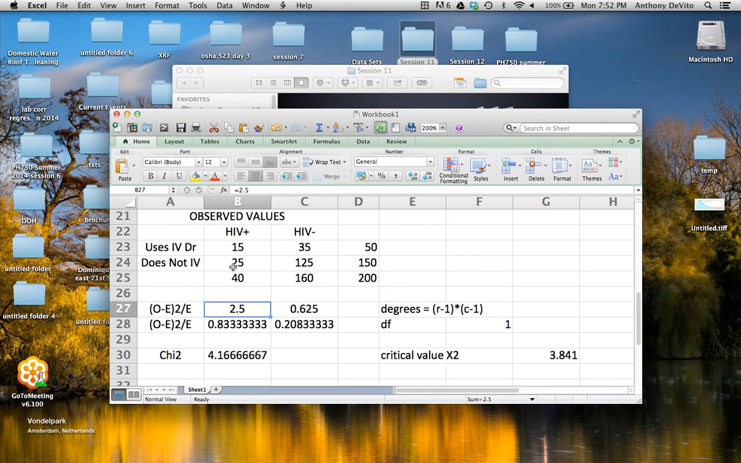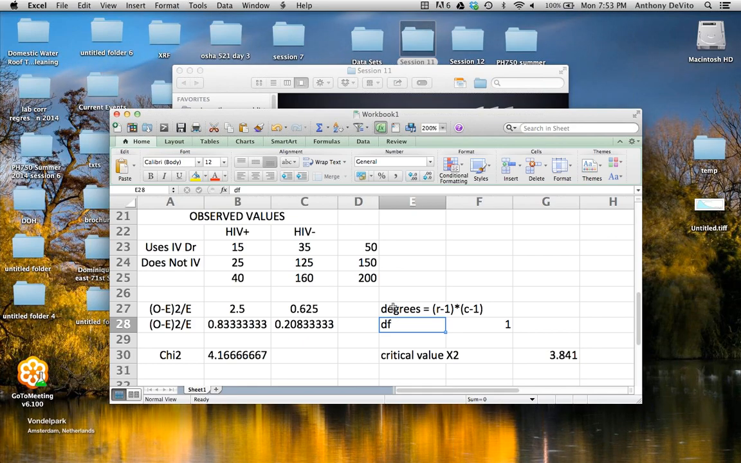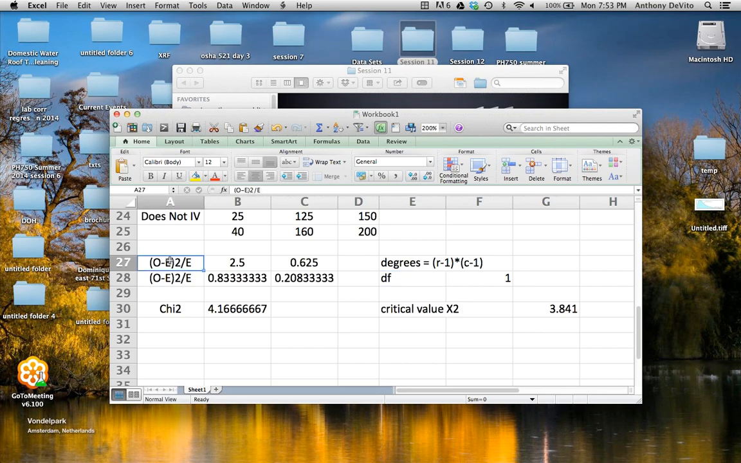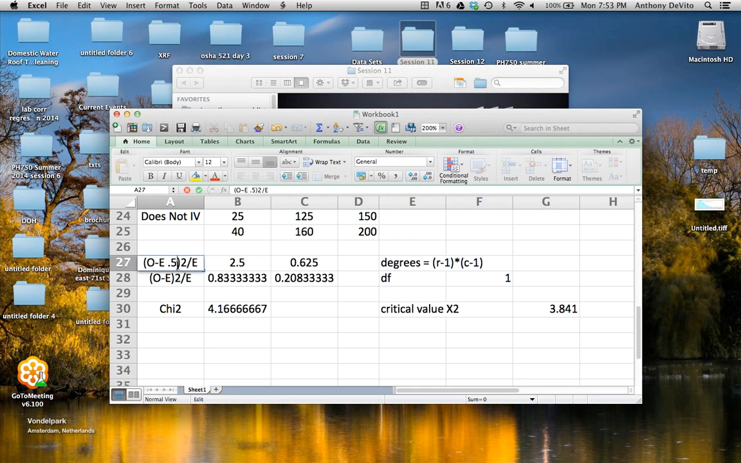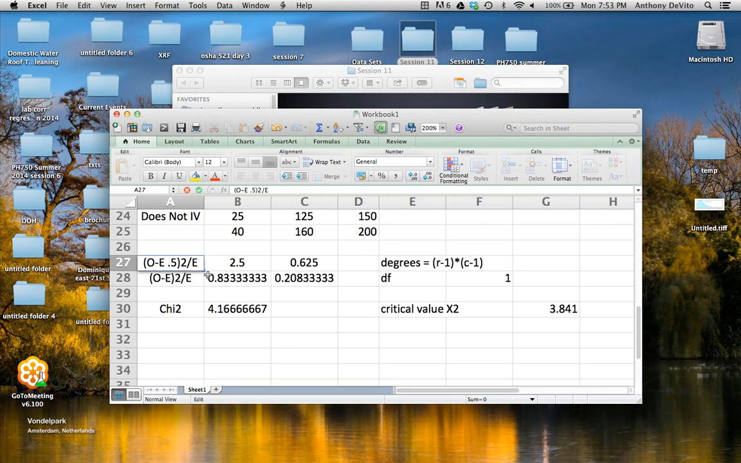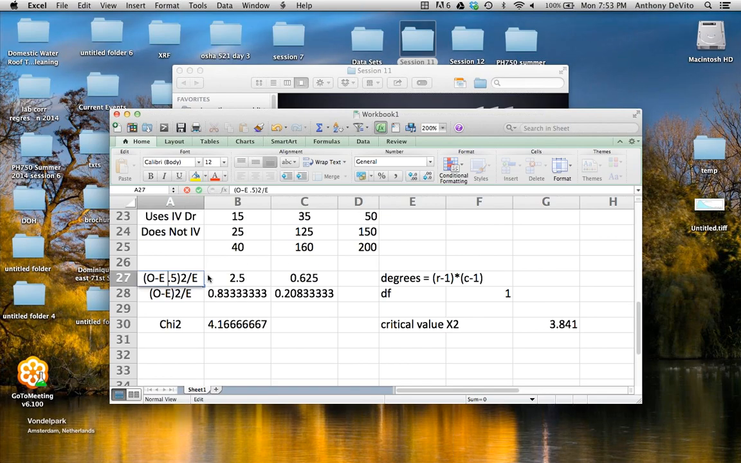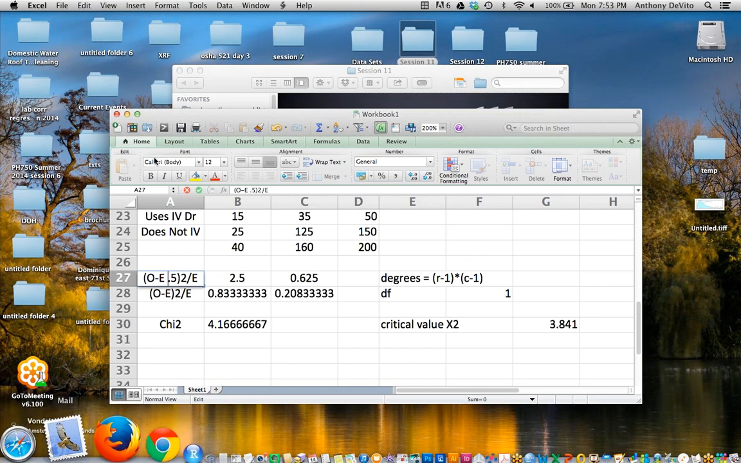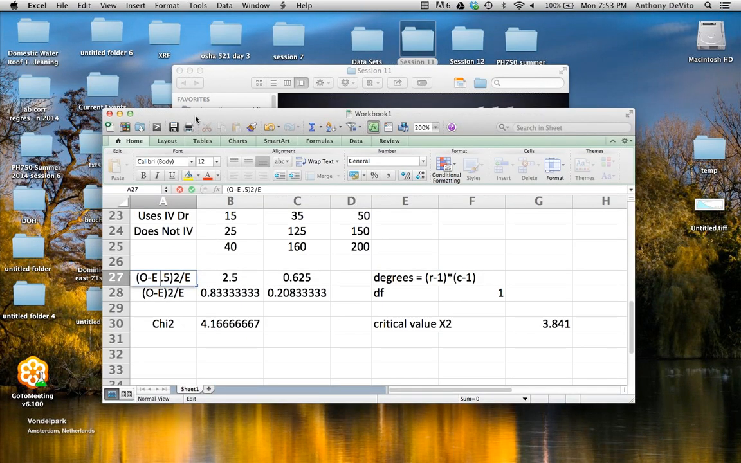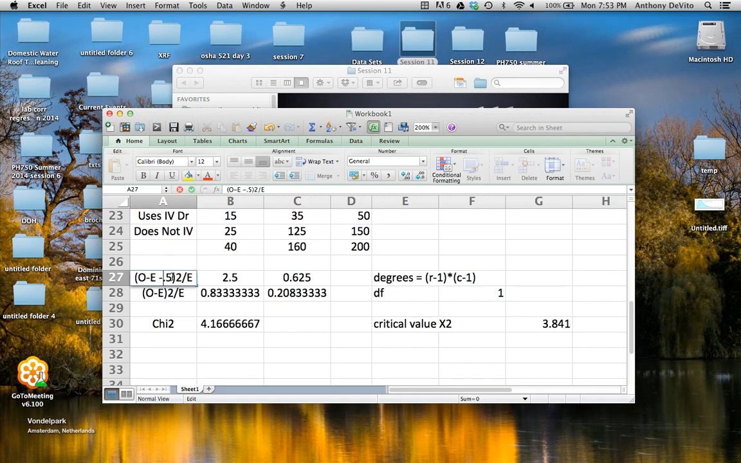When you have relatively small numbers in here, very frequently you do something called a Yates correction or a continuity correction. And what you do there is that before you square this number, you actually subtract 0.5 from that number. In other words, you find your observed value minus your expected value, you subtract 0.5, and then you square it and put it over your expected value. Actually, I think I got that wrong. Is it after you square it or before you square it? I'll have to look it up. However, we make a correction by subtracting 0.5 from each one of these calculations.